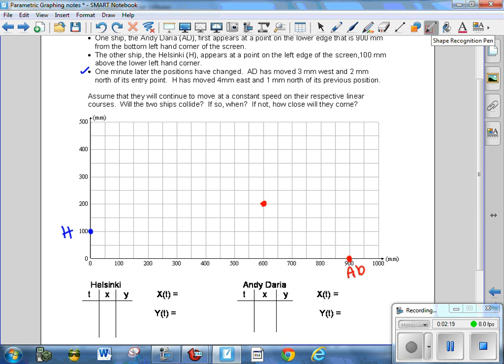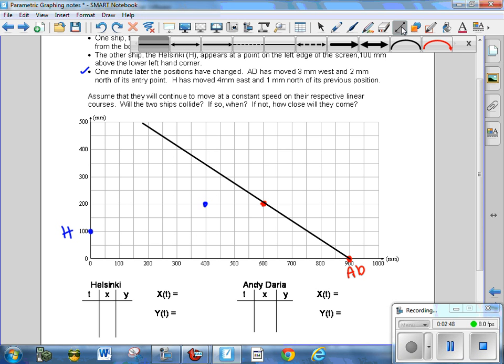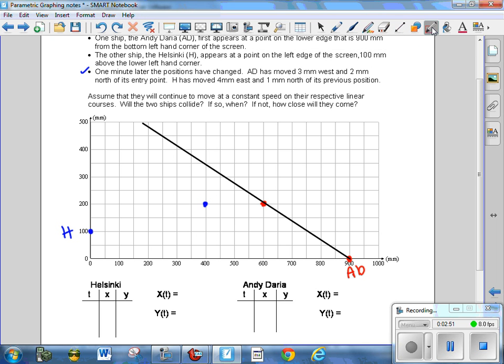And I am going to draw a line indicating its path, and I have this nifty little pen that automatically makes a straight line, even if I draw it crooked, so that's nice. Now the next one, the Helsinki, moves 4 millimeters east and 1 millimeter north in 1 minute. In 100 minutes, it would be 400 millimeters to the east, and 100 millimeters to the north. So now we would be right here. And I'm also going to draw a line to represent its path. That one obviously needs some adjustment. There we go.